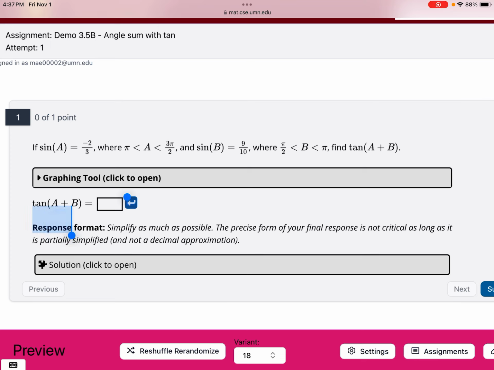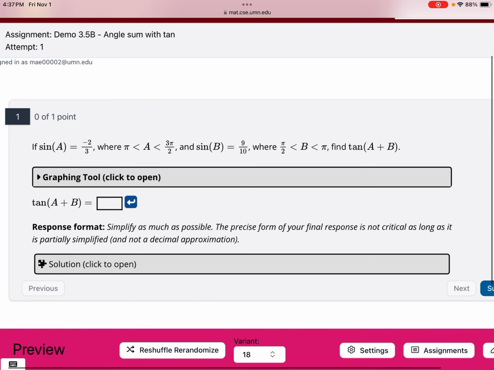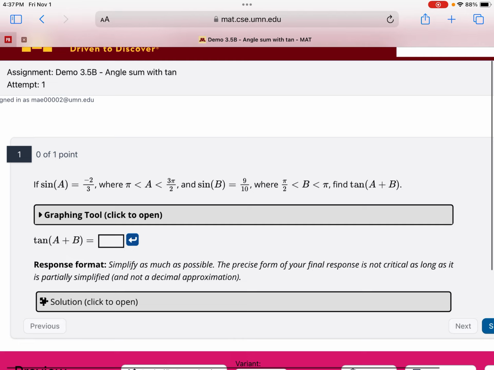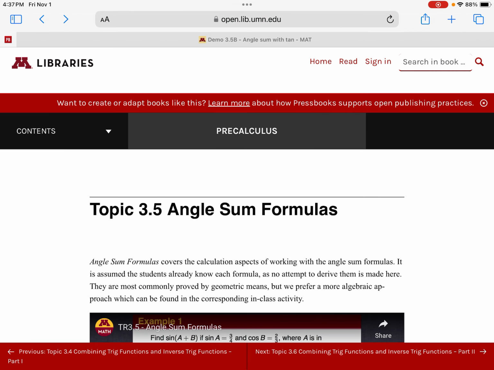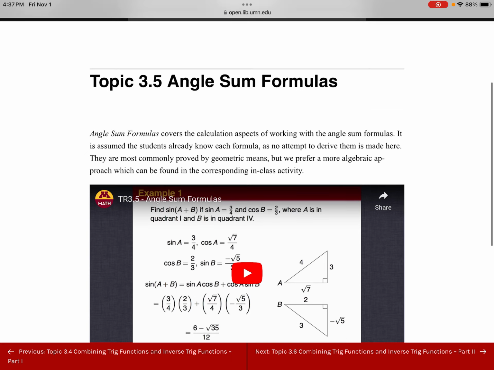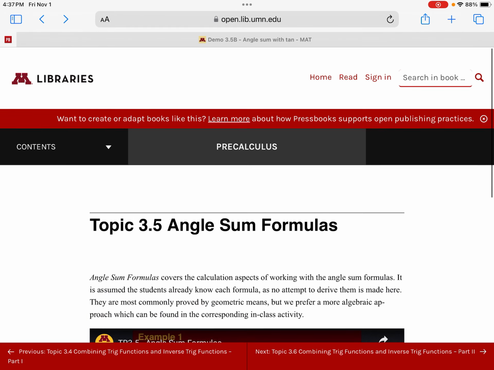We're given the sine of an angle A and the sine of an angle B, and we need to know the tangent of A plus B. This goes along with the problems you might encounter in section 3.5 of the textbook, the angle sum formulas.